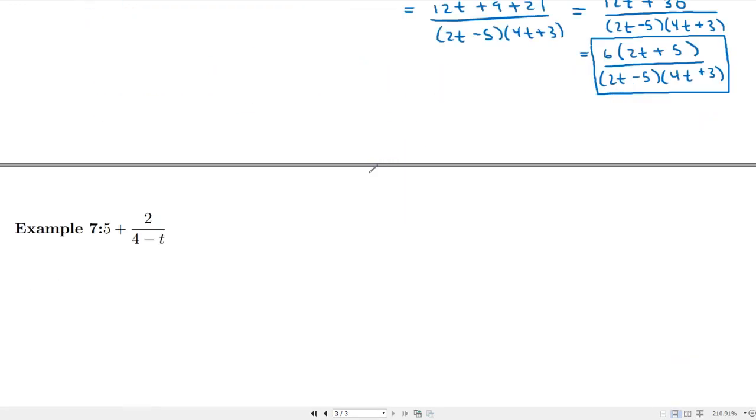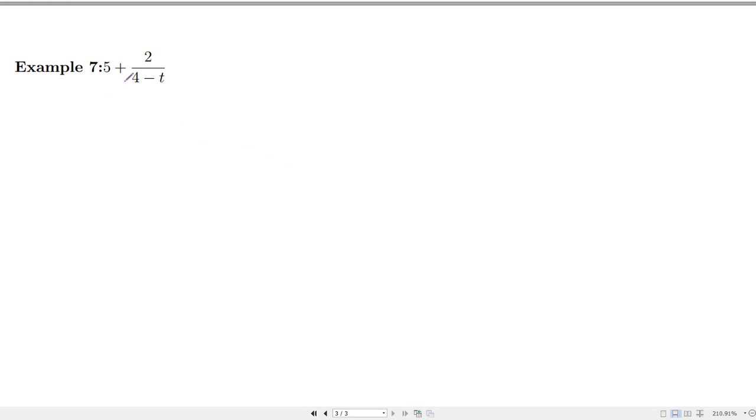So let's take a look at the next example. So now we have 5, right? So 5 plus this fraction. Well, 5 is missing this 4 minus t in the denominator. So how can we make that appear? We can take our 5 and multiply by 4 minus t over 4 minus t. And then we'll just leave this one alone, the 4 minus t.